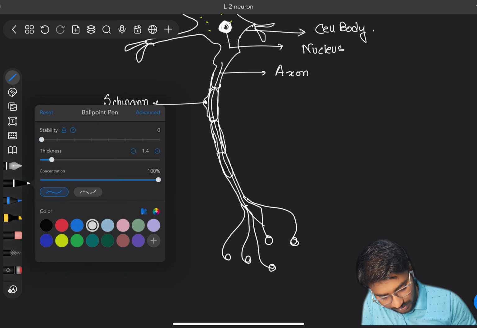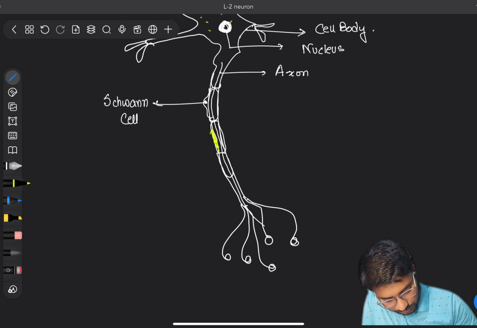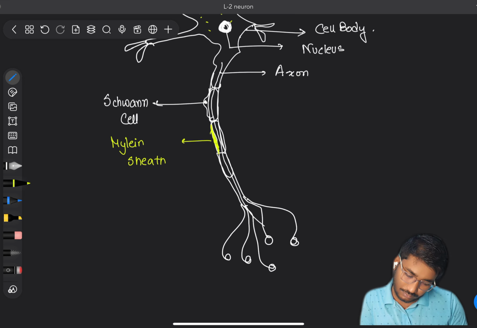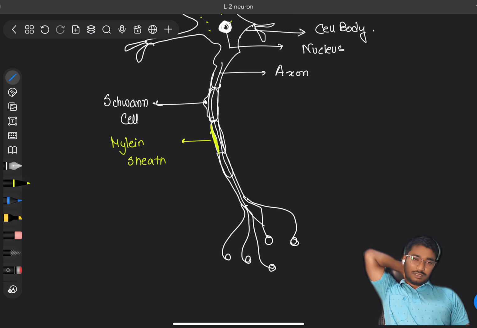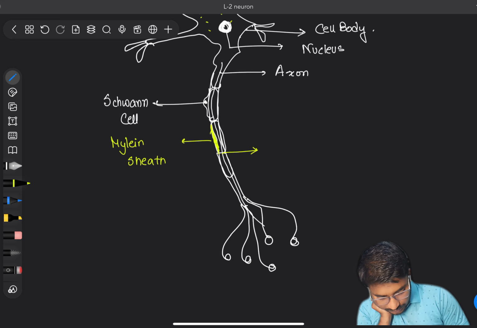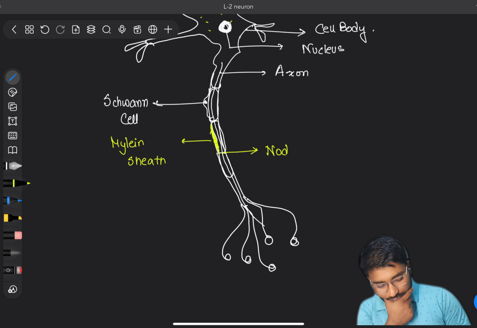The axon is covered by a membrane called the myelin sheath. This interconnected region is called the node of Ranvier.